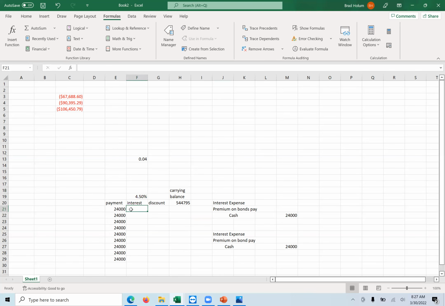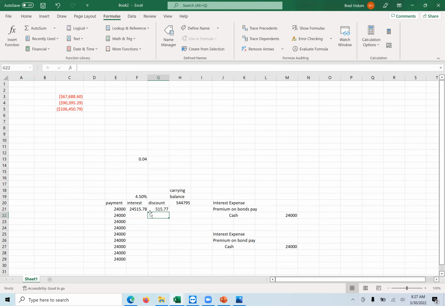Because that's the market rate, the way we figure the interest is we take the carrying balance of the bonds times 4.5%. And we get 24,515.78 as the interest. Do you see the amount of interest is greater than the payment that's going to be received? So the difference, the 24,515 minus the payment, that extra is 515.77.